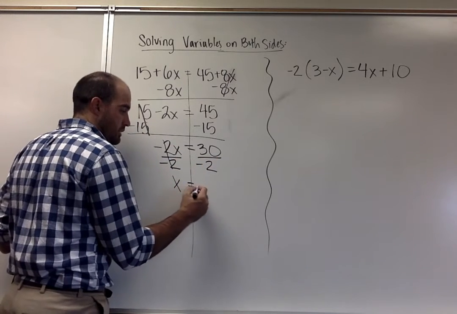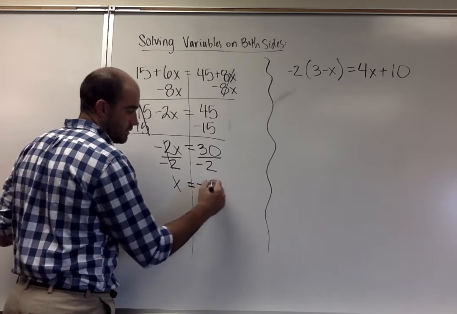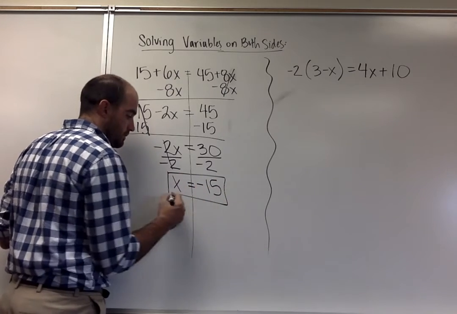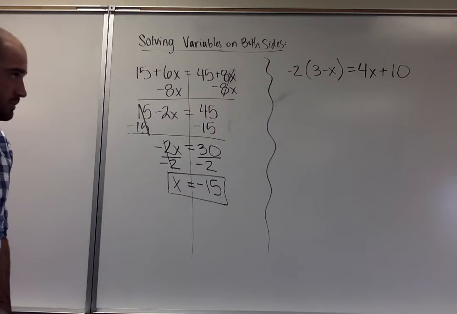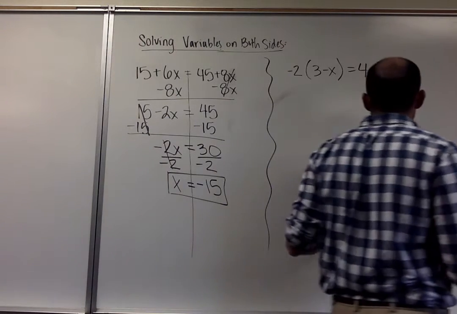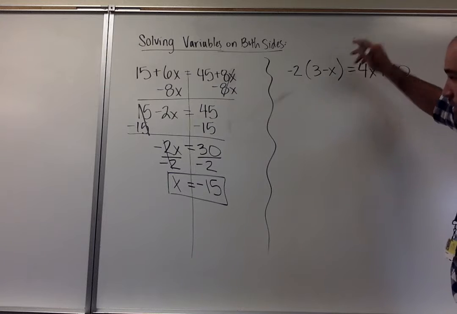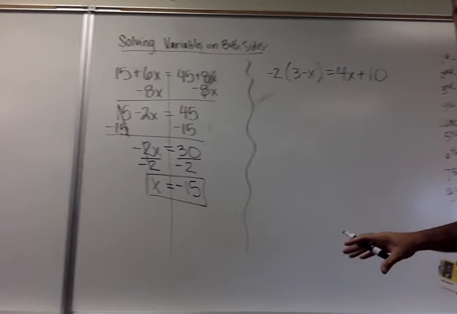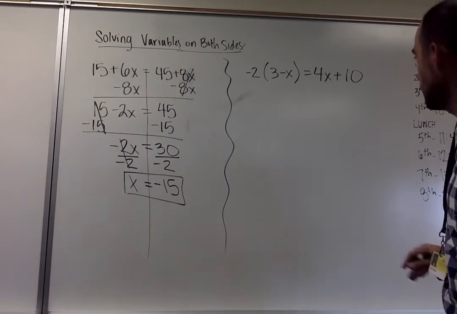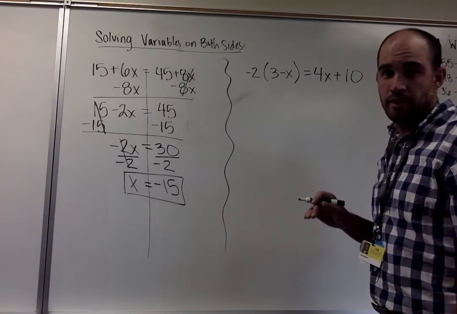This will give me my answer then of x equals negative 15. Okay? So my answer, x equals negative 15. All right? Over here on the right side, so that's step by step how we're going to do it. This one over here on the right adds in like one more extra step. But the process is going to be very, very similar.